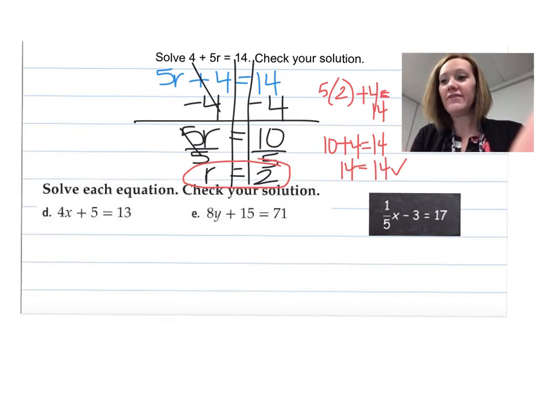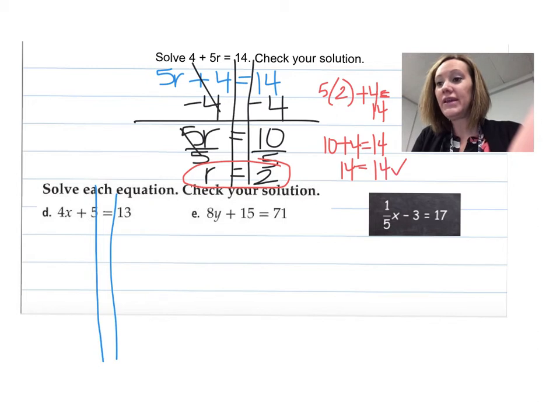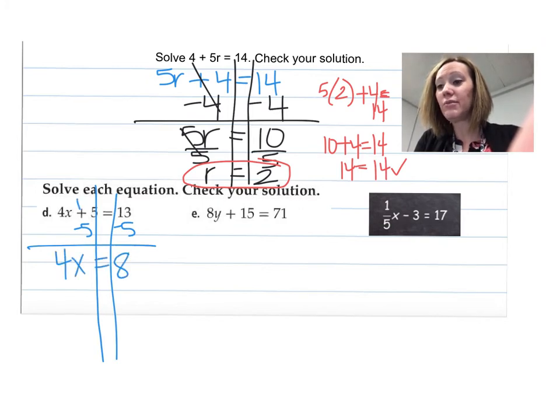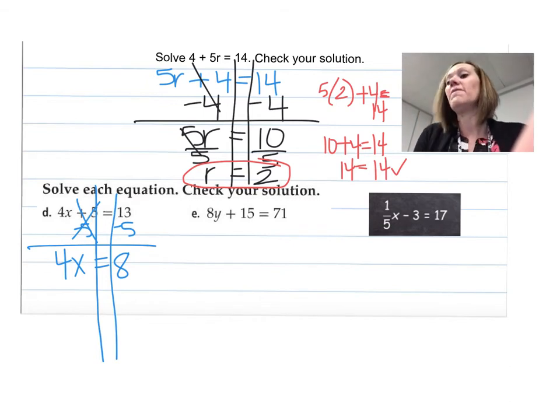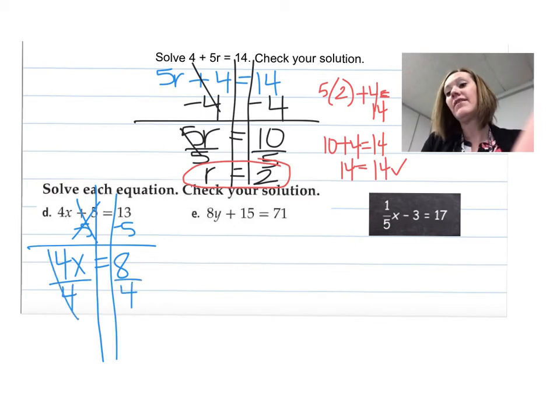So 4x plus 5 equals 13. We do our train tracks. 5 is being added to 4x, so I do the opposite, minus 5. So I'm left with 4x equals 8, because remember 5 minus 5 is 0. 4x plus 0 is just 4x. 4x equals 8, so we do the opposite of multiplying times 4. We divide by 4. That cancels out. We have x equals 2.